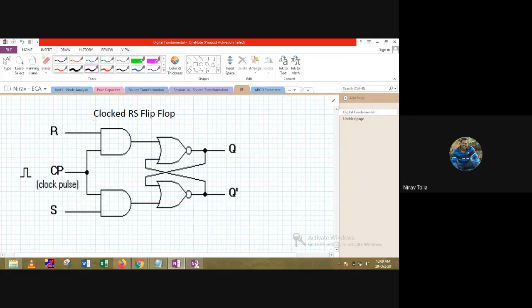Suppose, let me show you. Suppose in D flip flop, this is my input. Do not consider this. Now we do not have any inputs like R and S. In D flip flop, we have only a single input and it is known as the D. Now what are we doing?